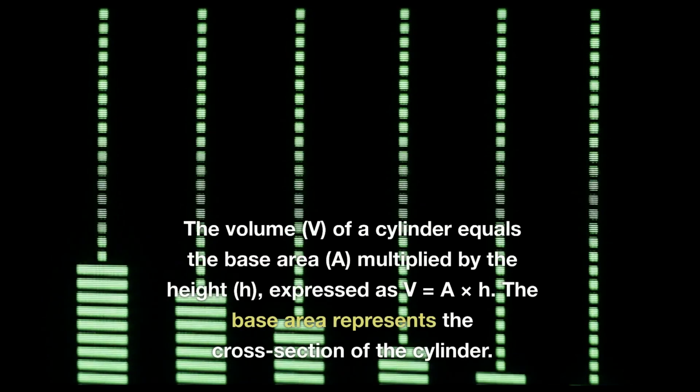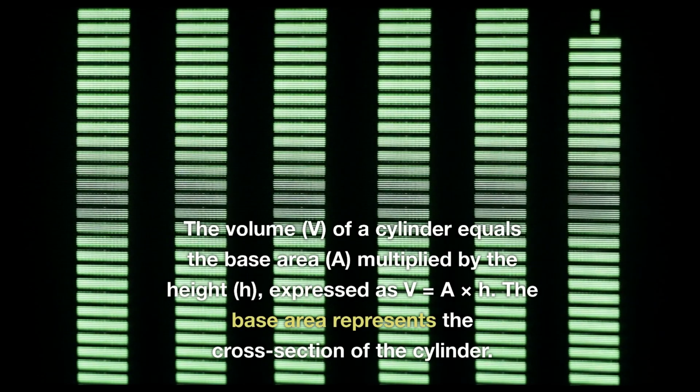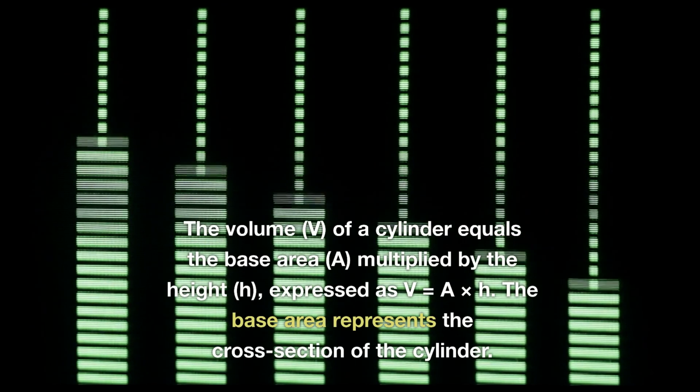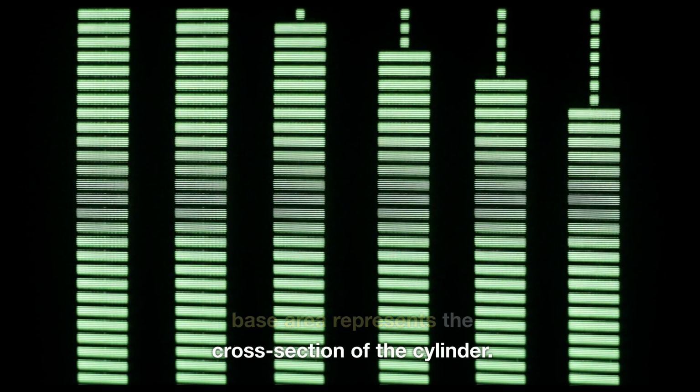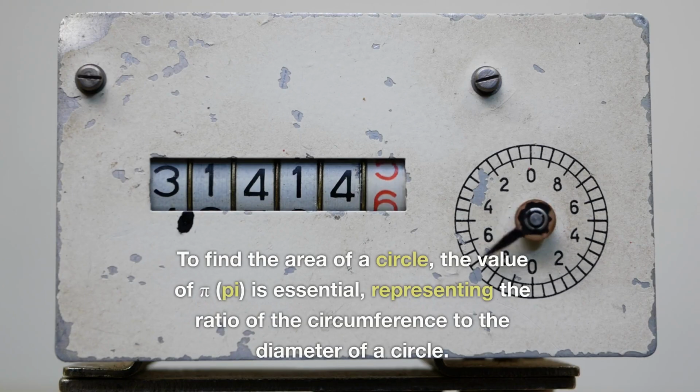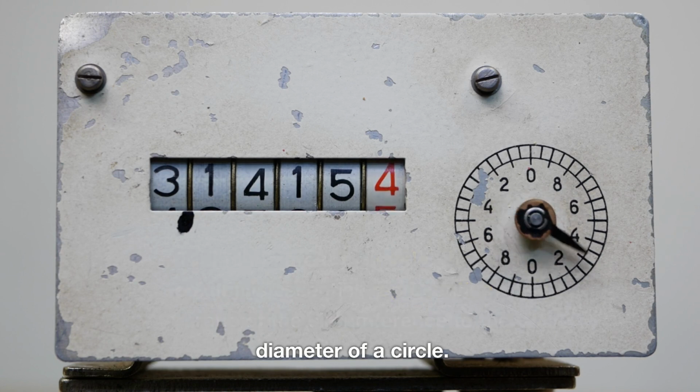The volume V of a cylinder equals the base area, A, multiplied by the height, H, expressed as V = A × H. The base area represents the cross-section of the cylinder. To find the area of a circle, the value of Pi is essential, representing the ratio of the circumference to the diameter of a circle.